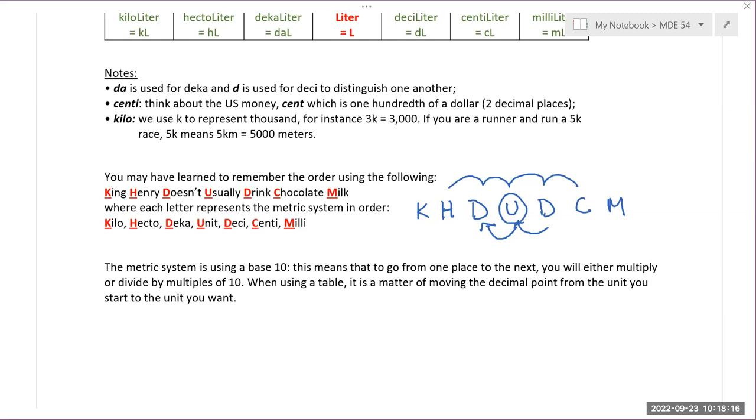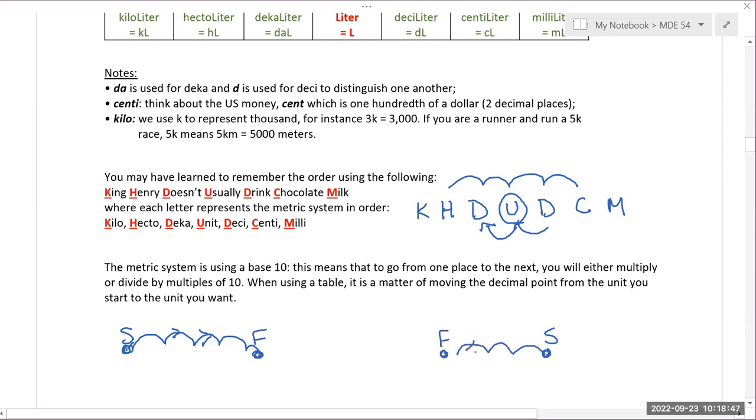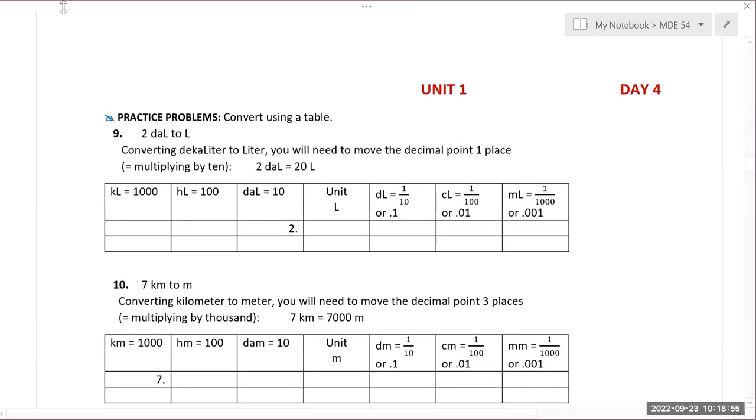So one more time at the bottom here, the metric system uses a base 10. So you go from one place to the next by multiplying or dividing by powers of 10. And again, when you use a table, you move the decimal point from the unit where you started to where you want to go, and that's the number of places you move it in that direction. So these would move that way, but say you started over here and finished over here, these would move that way. So it moves based on how many places you're working on. So on the next page, I've got some practice problems for you.